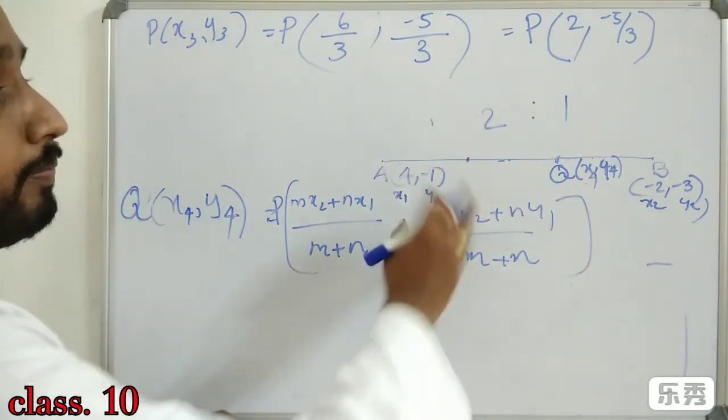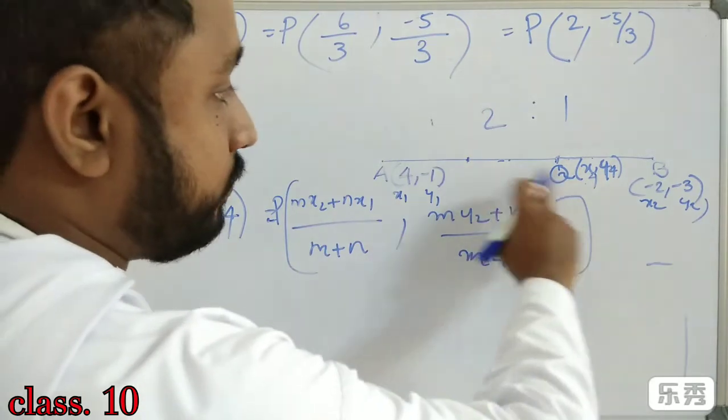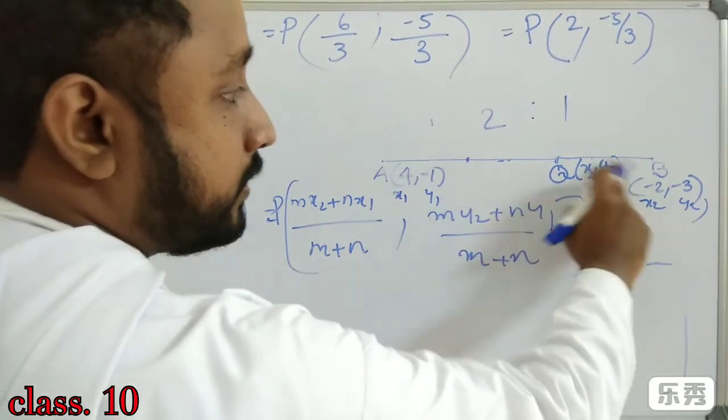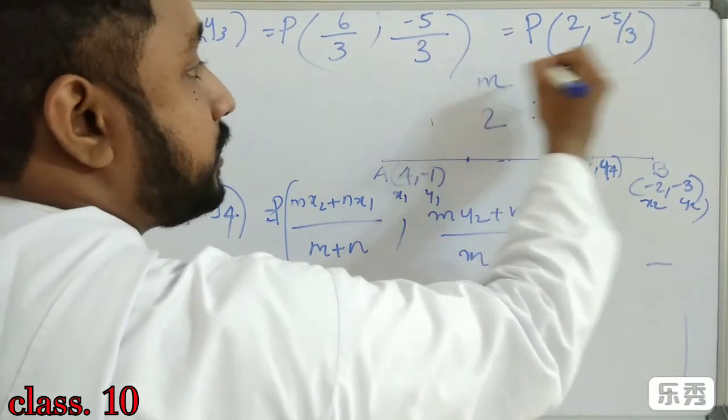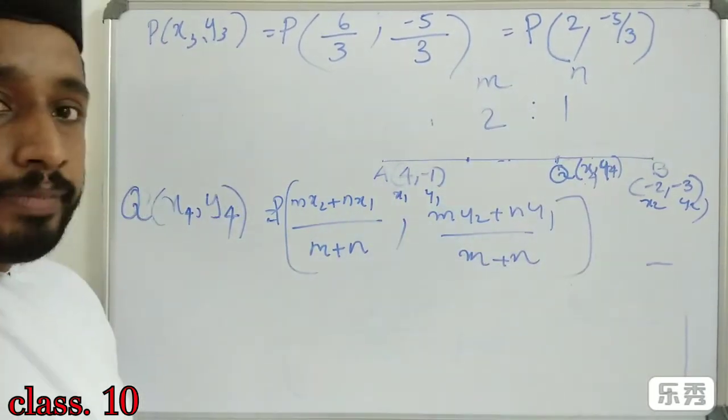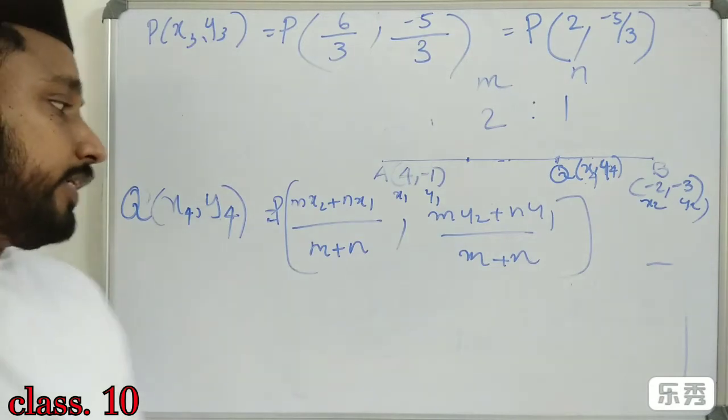So we are finding P and Q separately. Now we are considering Q. So 2 parts are here, here 1 part. The point is here Q. So 2:1. So take m is 2 and n is 1. m is 2 and n is 1.